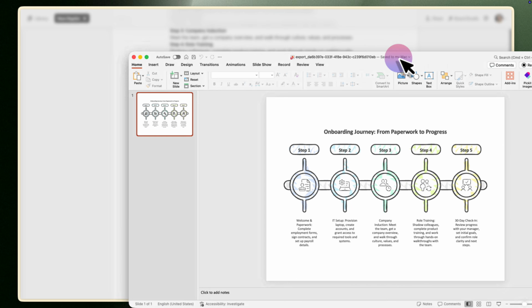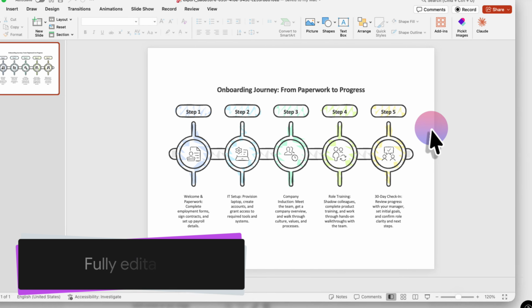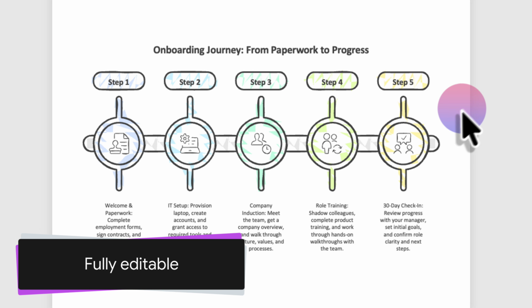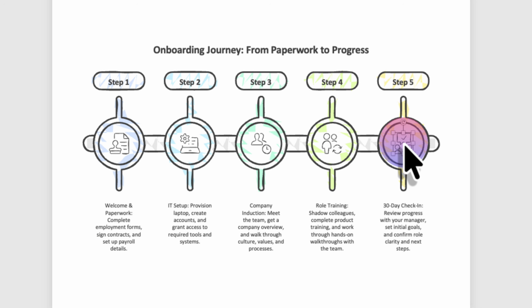And take a look at this. The elements are all fully editable. I can click on individual boxes and change the text. I can move things around. The diagram hasn't been flattened into an image.